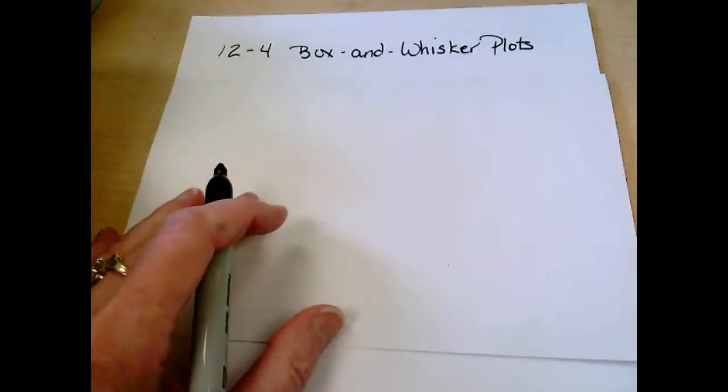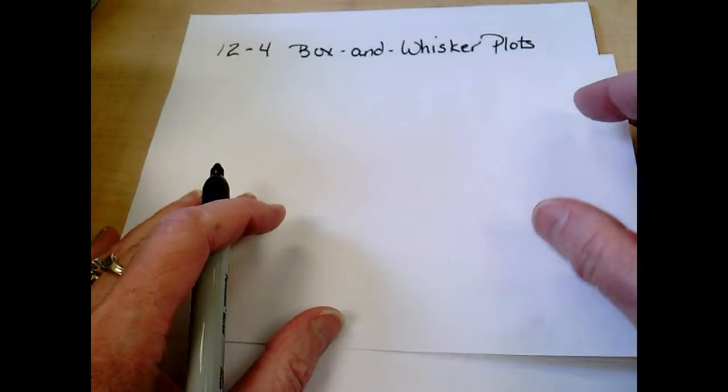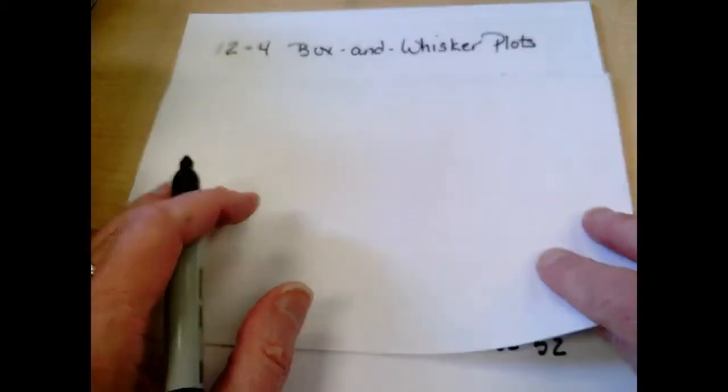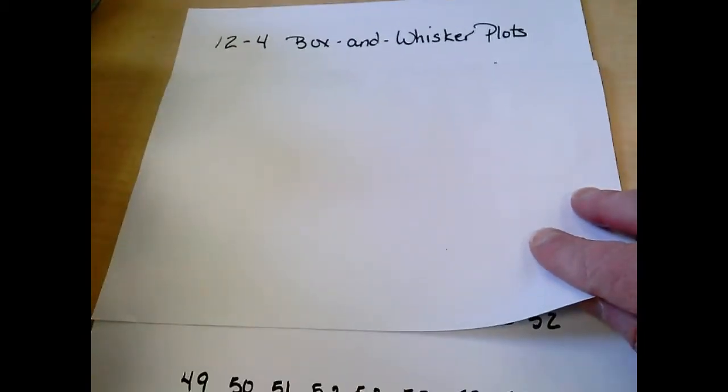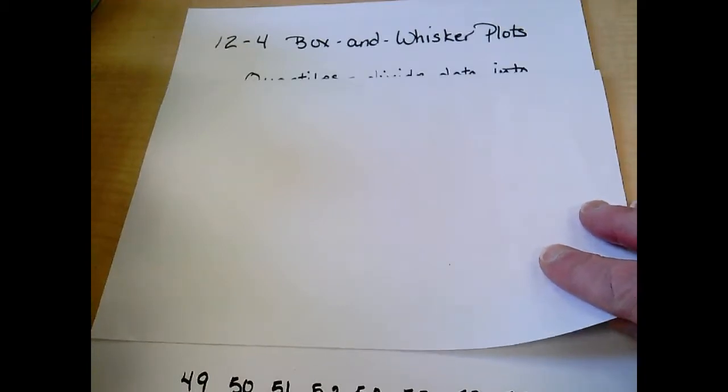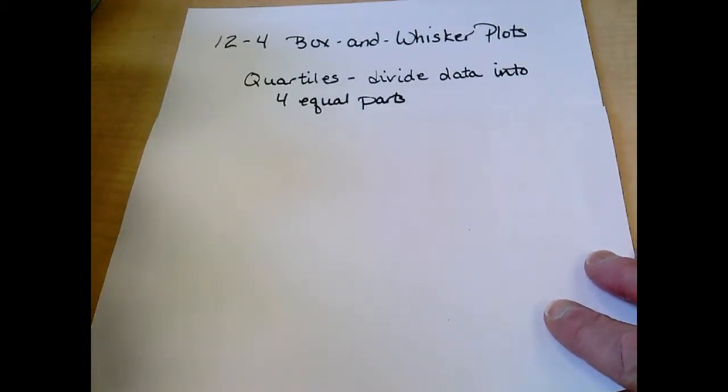12-4, box and whisker plots. You've done these many times before, so I'm going to start with the terms, and we're going to do it once longhand, and then we're going to do it in a graphing calculator again. It's another way to look at data, so that's why it's in this section.